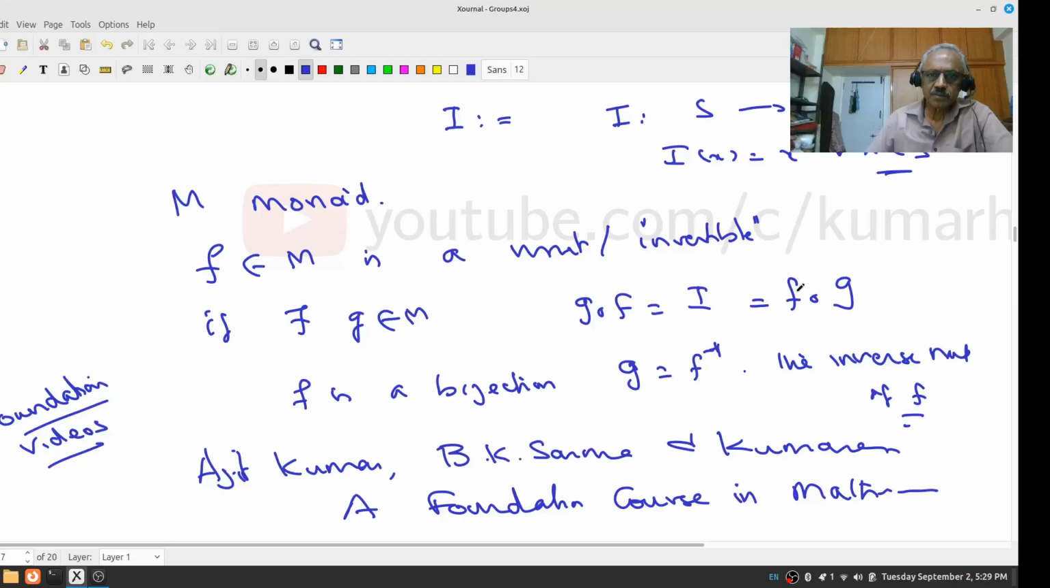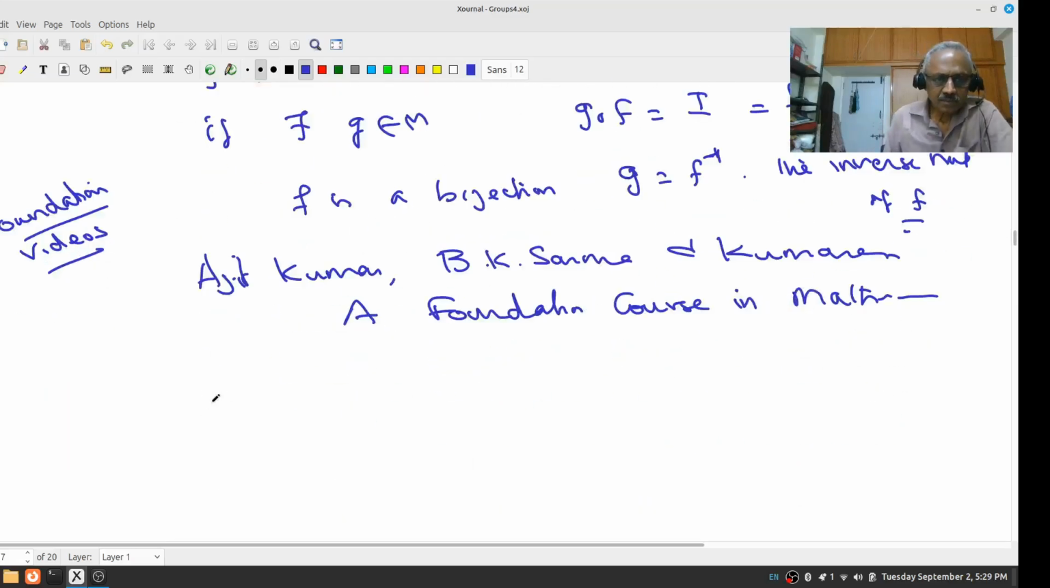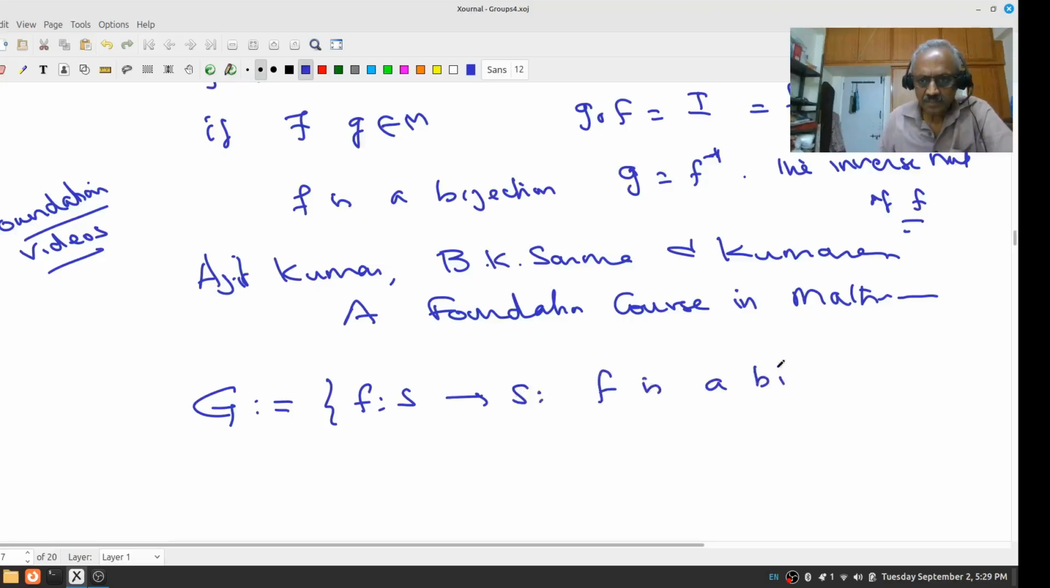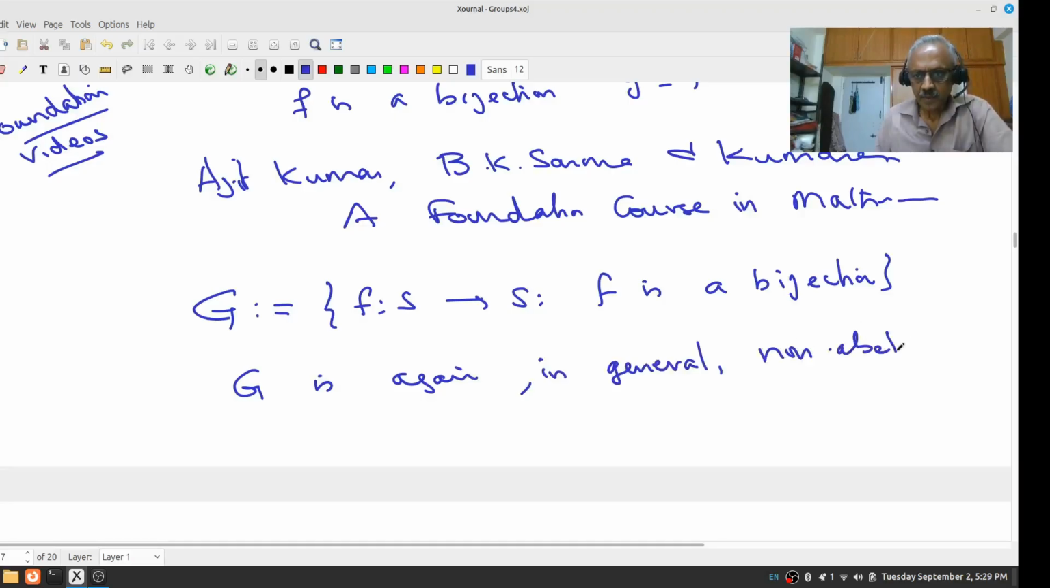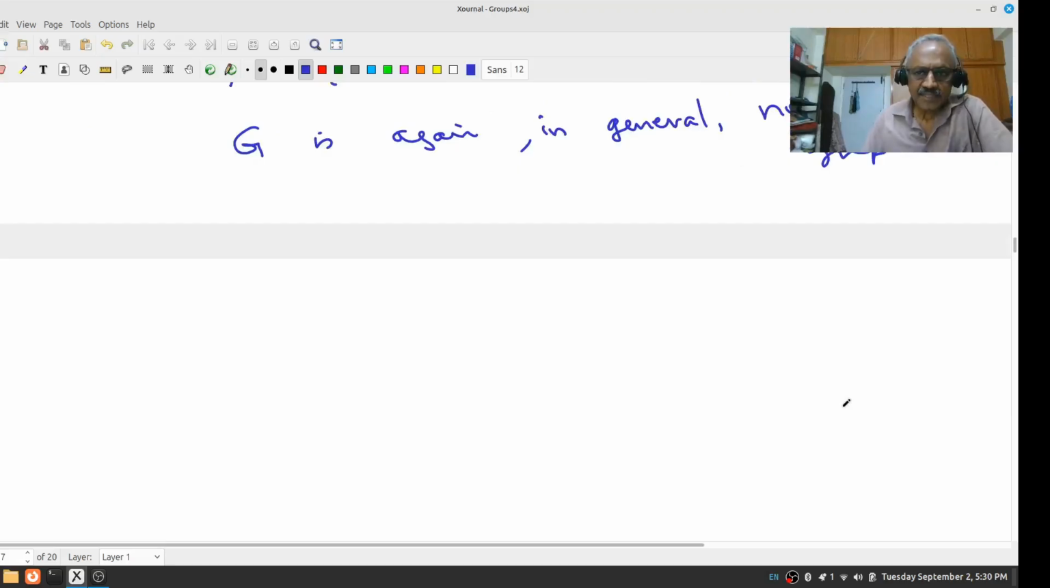Therefore, if M is the monoid, this group of units is nothing other than the set of all f from S to S such that f is a bijection. If it is a bijection, the inverse exists. Is that clear? Therefore, this group is again in general non-commutative, non-abelian. But for it to be non-abelian, we need the assumption that S should have at least 3 elements.